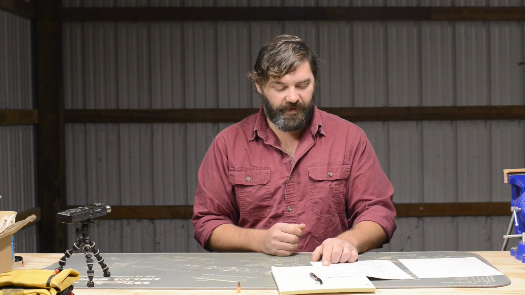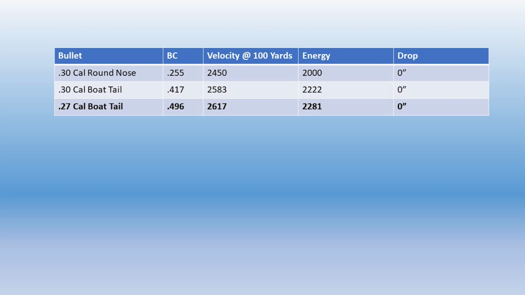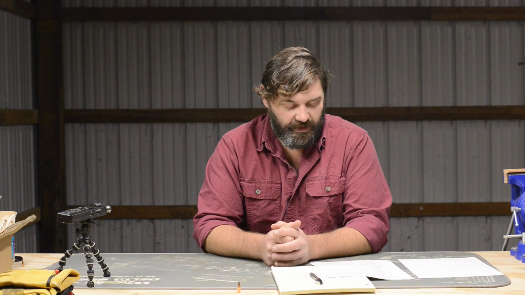So our 150 grain bullet out of the 270 Winchester arrives at our zero range target at 2,617 feet per second. We've lost less than 200 feet per second, and it is exerting 2,281 foot-pounds of energy on that target. So we've gained almost 60 foot-pounds of energy over our 30 caliber bullet.